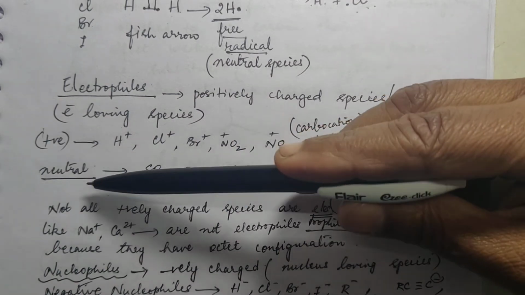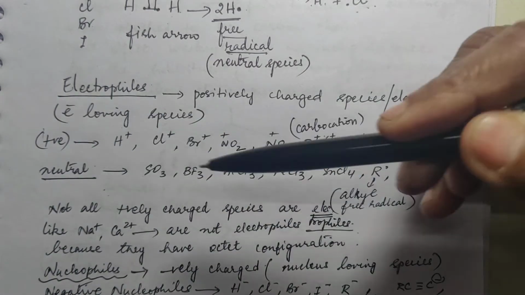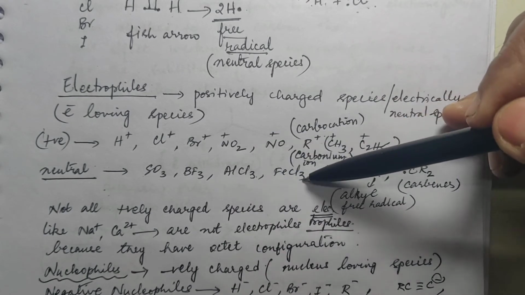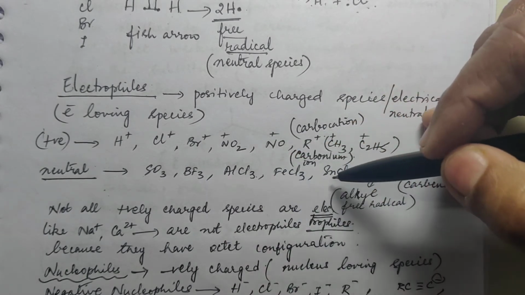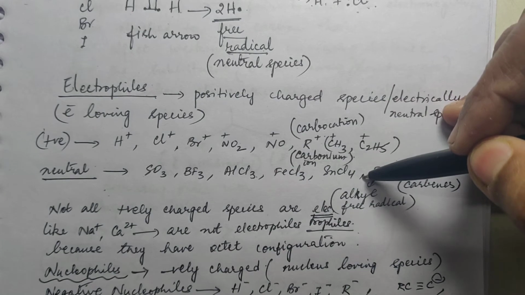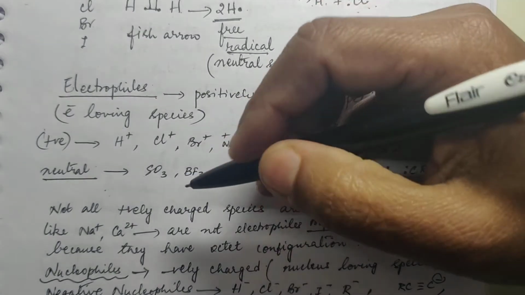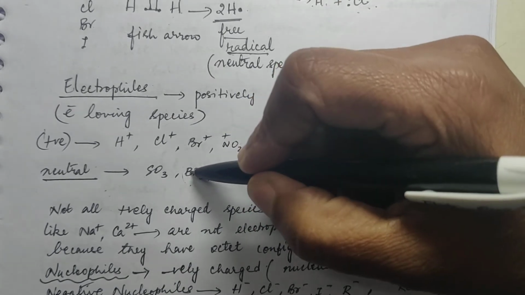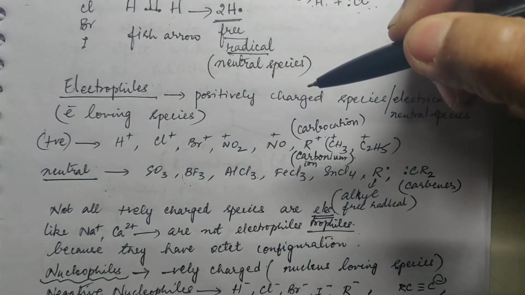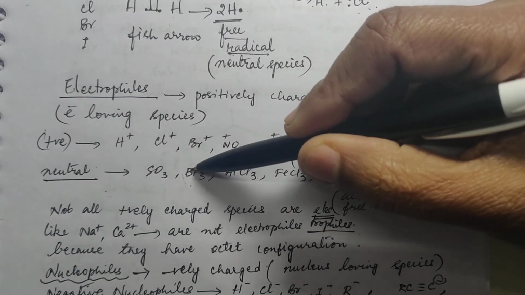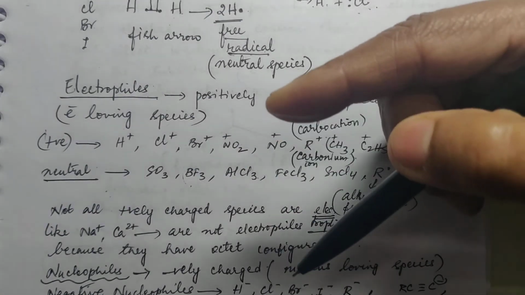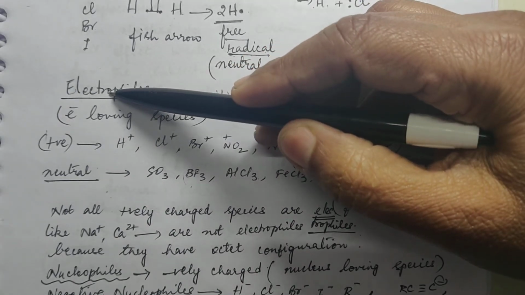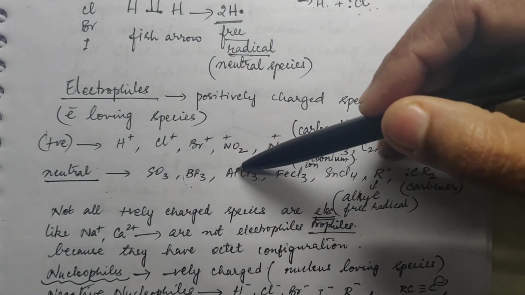Now, when you come to neutral species also acting as electrophiles, you will find SO3, BF3, AlCl3, FeCl3, all these are neutral species behaving as electrophiles. I will give you a few explanations. In the case of BF3, you know very well that the central boron has only 6 electrons, right? So, its octet is not complete. So, it is an electron deficient species. Electron deficient species are considered as electrophiles.